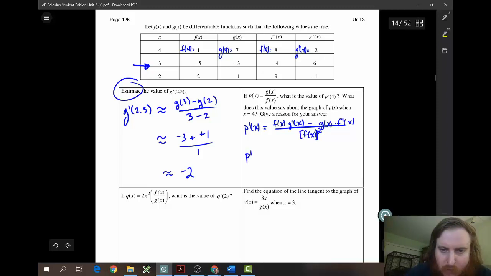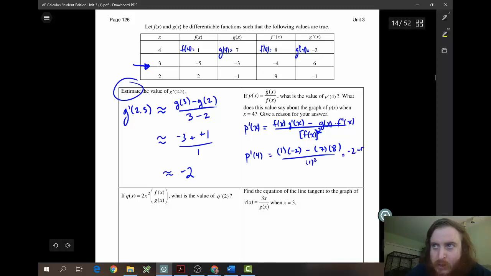So now when we plug in 4, right, f of 4, we're in our top row, f of 4 is 1, times g prime of 4 would be negative 2, minus g of 4 would be 7, times f prime of 4 would be 8. All divided by f of 4, which is 1, squared. So this gives us negative 2 minus 56 all over 1. So we get p prime of 4 is equal to negative 58.